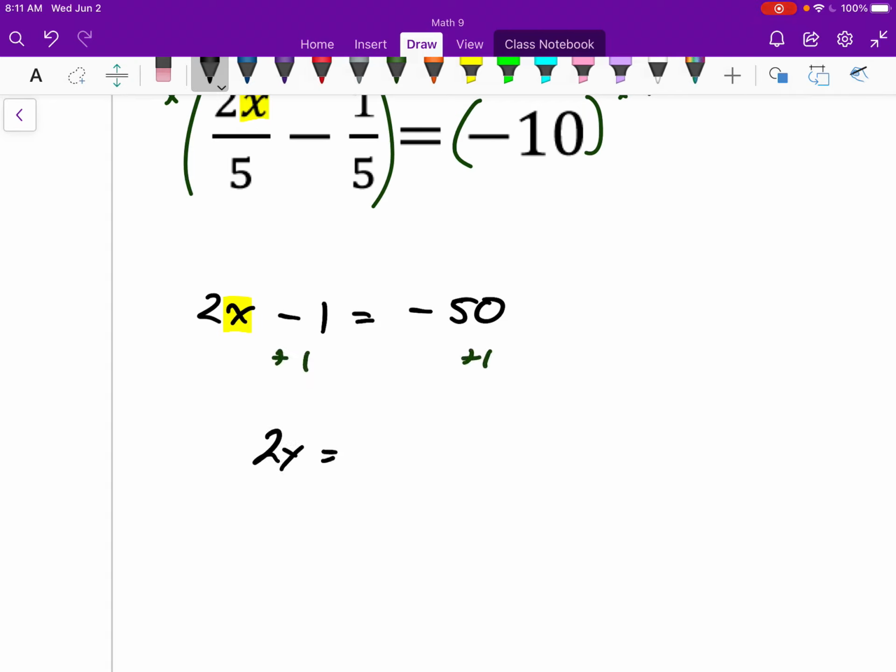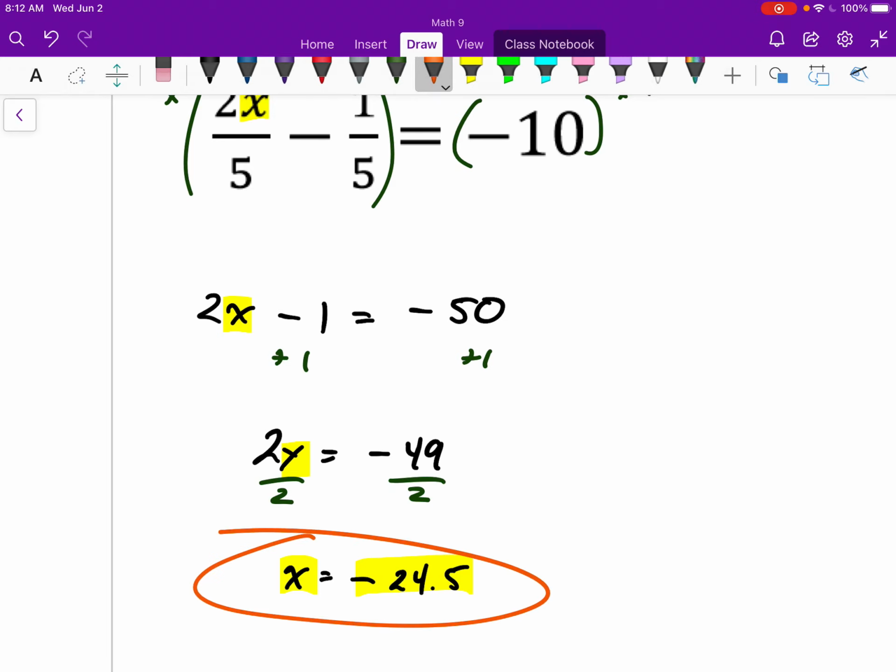So I have 2x equals negative 50 plus 1, which is negative 49. And I want to know what 1x is, not 2x's, so I want to divide both sides by 2. And so I have negative 49 divided by 2, which is going to be negative 24.5 if we choose to decimalize it. Which again, we could leave it as a fraction, but chances are you'd prefer to decimalize it.